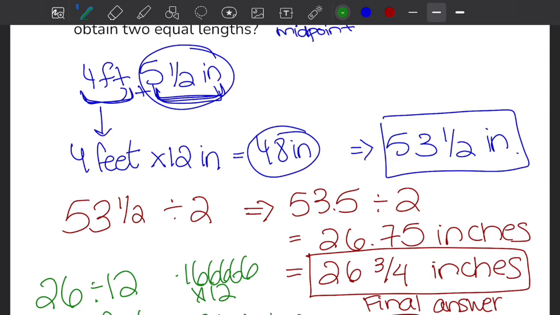Now I know this part is a bit confusing, okay? But I don't want you to worry too much about the decimals and stuff. I'm going to show you a much easier way.